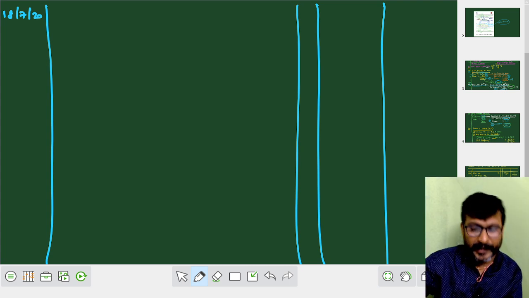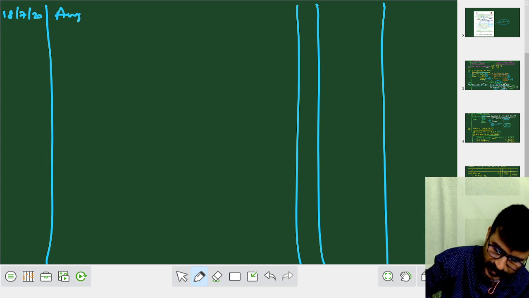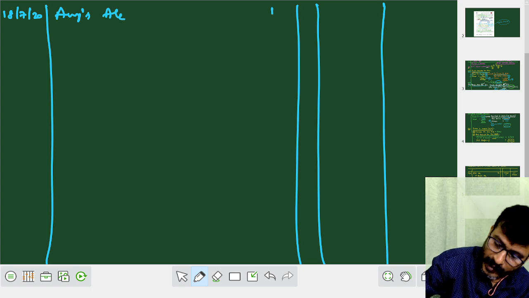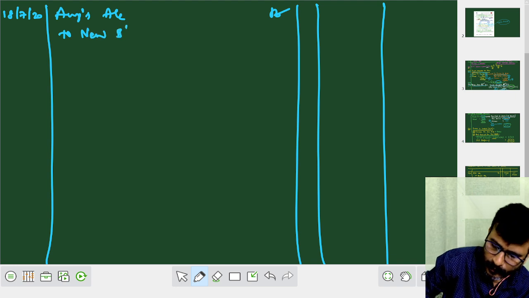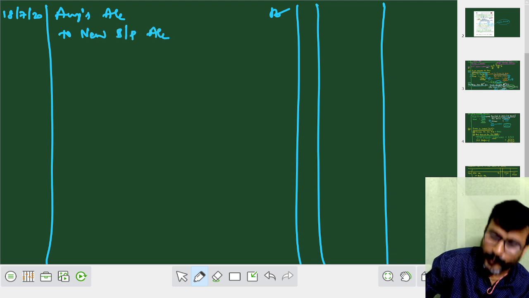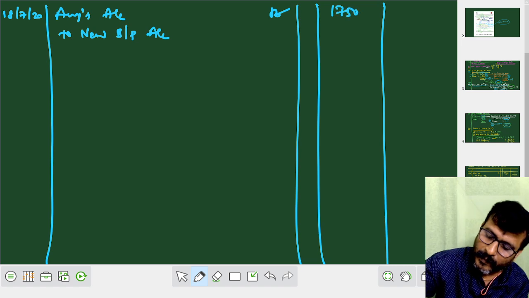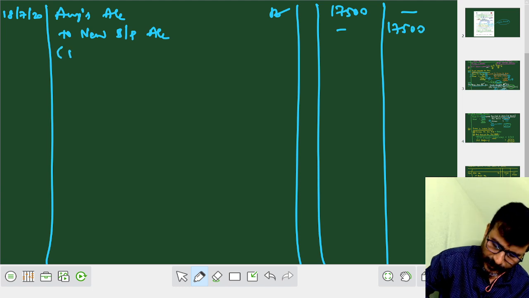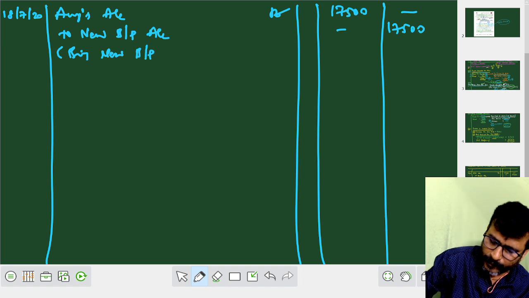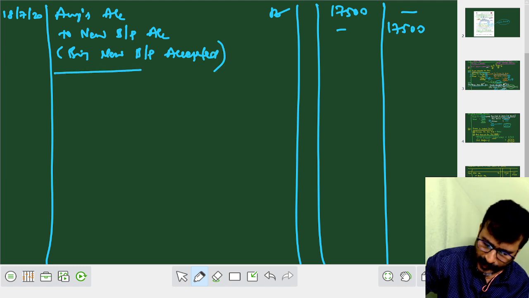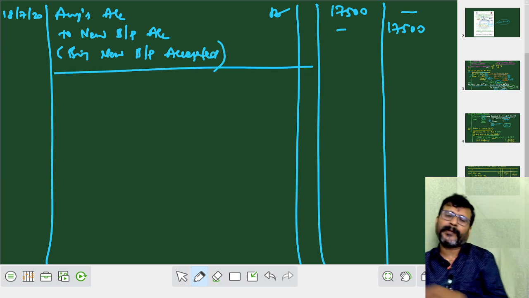We accepted a bill, right? Now the entry is Anup's account debit to new BP account for 17,500, being new BP accepted. See, we accepted a new BP.